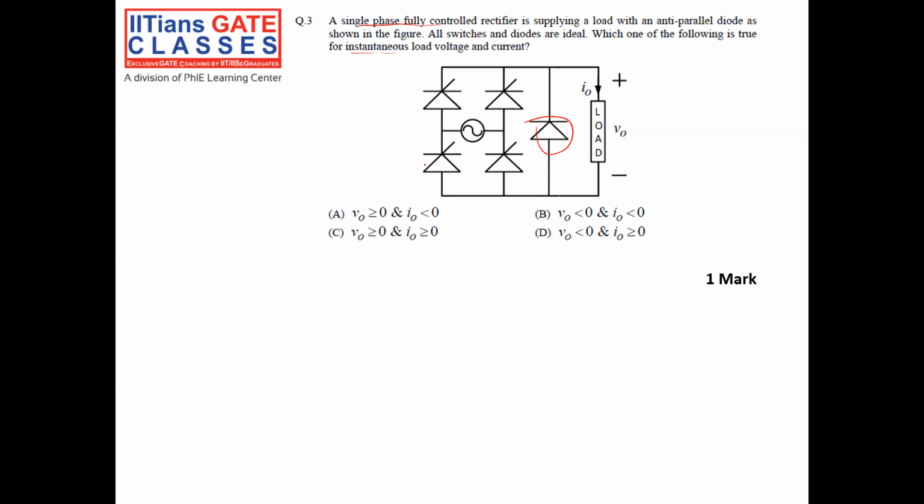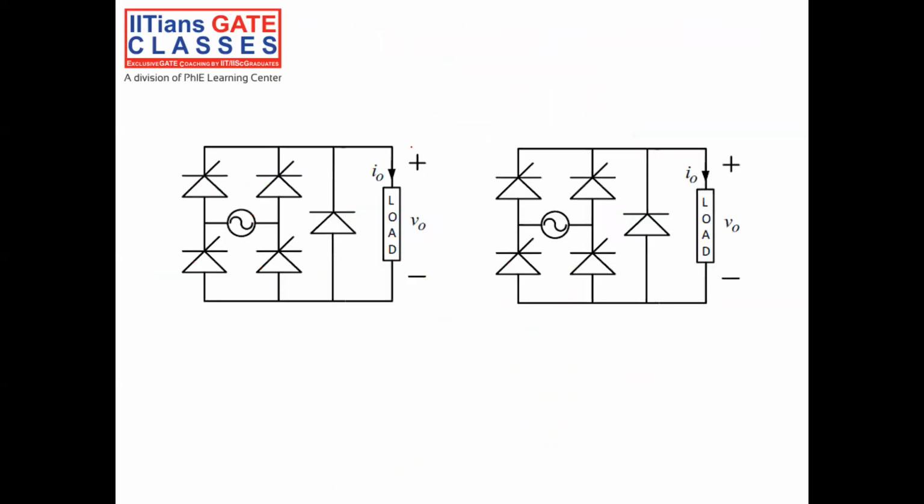So let us discuss two conditions. The first condition is, suppose that V in is positive and this is negative, right? If it is positive and negative, what will happen? This will be off. And since it is positive, this is anode, so this will be on. Since it is negative, this will be off. And since it is negative, this will be on. Okay. So now we see how the current will flow.